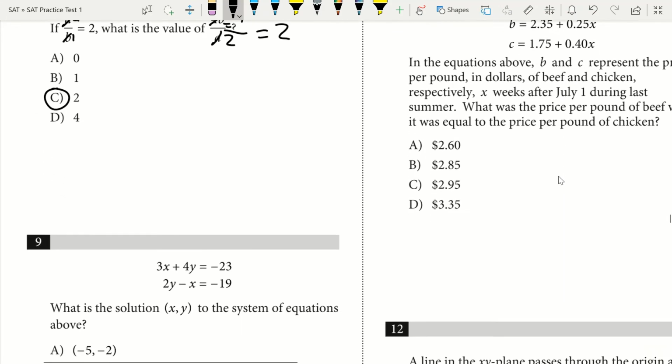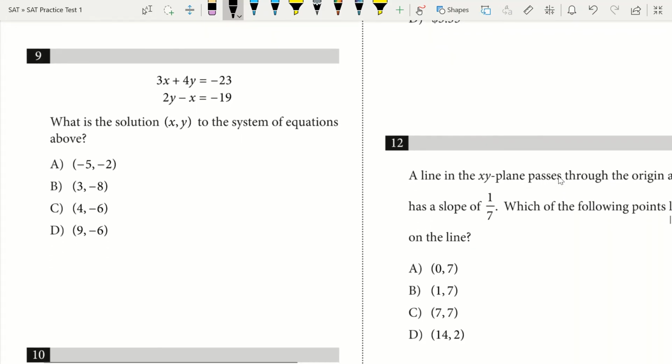All right, question 9. What is the solution xy to the system of equations above? When I see it's in a column like this, I want to figure out a way to get rid of one variable. I see I have 4y and 2y, so if I multiply my bottom equation by 2 and then subtract, I'll have 4y minus 4y, which will get me just my x's and then a number I can set it to solve for x.